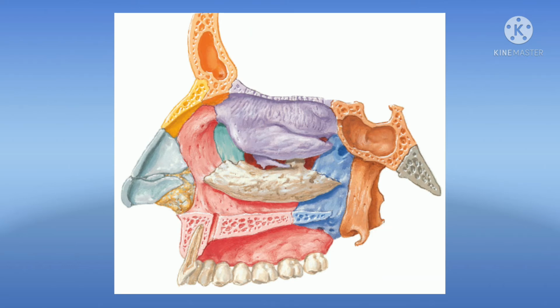bone. Cartilaginous part of lateral wall of nose is formed by the superior nasal cartilage, the inferior nasal cartilage or the greater alar cartilage, and 3 or 4 small cartilages of lesser alar cartilage. The cuticular part of lateral wall of nose is formed by fibrofatty tissues which are covered with the skin.